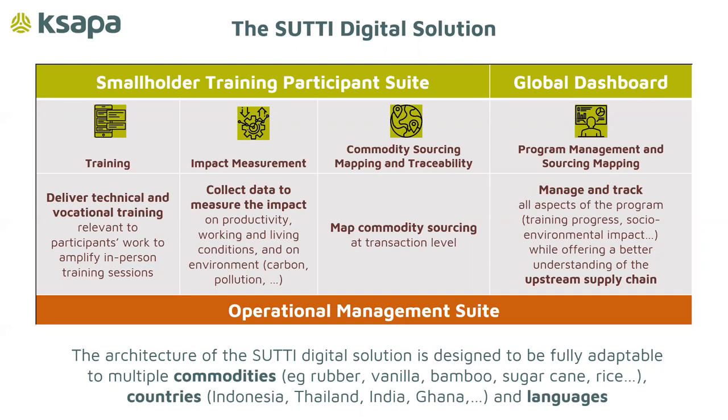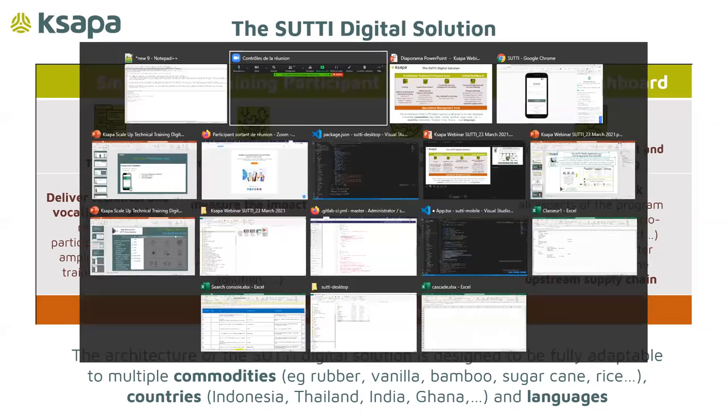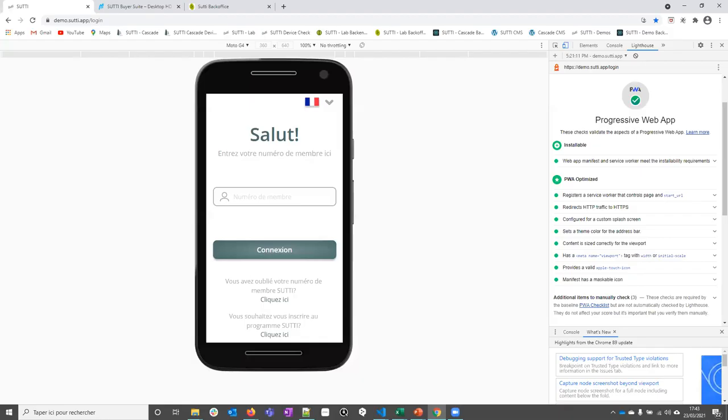This digital solution that we have developed has really been designed to be fully adaptable to any commodity. So it can be really used across various fragmented agricultural value chains, such as natural rubber, vanilla, bamboo, sugarcane, rice, etc. And very easily adapted to different countries. You will see in a second that we have a multi-language application that can adapt really to the local context, even to the infrastructure issues that we may encounter in particular zones of the world in terms of networking, for instance, or telecom infrastructures.